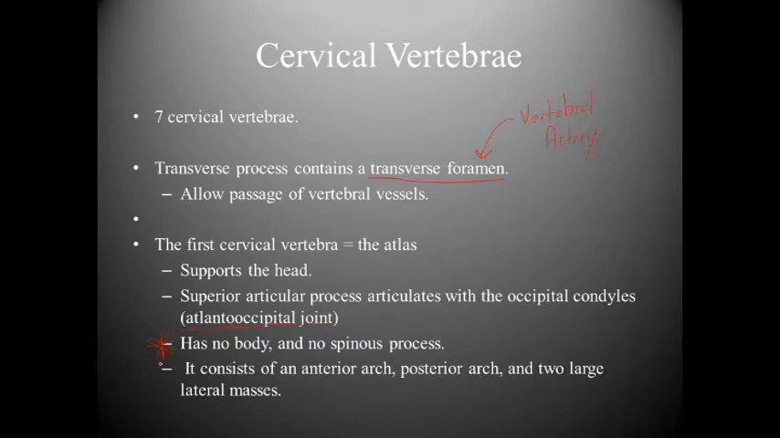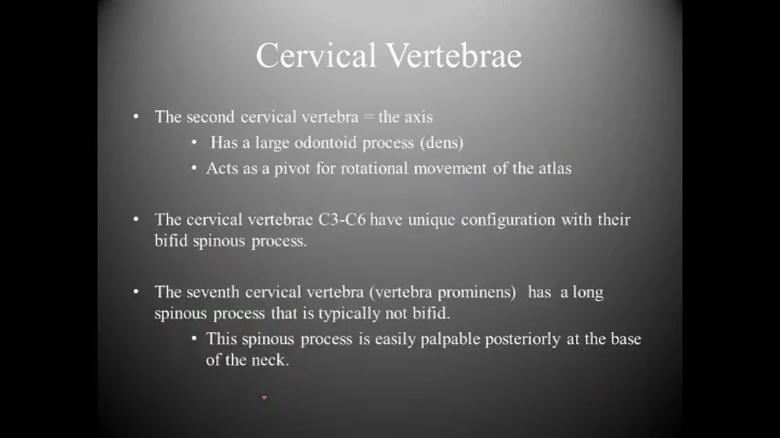It consists of an anterior arch, posterior arch, and two large lateral masses. And it's because of these lateral masses that we have the ability to bear the weight of the skull. The second cervical vertebra is different too. It's called the axis, and it has a large odontoid process, which is called the dens, and it acts as a pivot for rotational movement of the atlas. Basically, it is the point where the atlas hinges and allows rotation of the head.